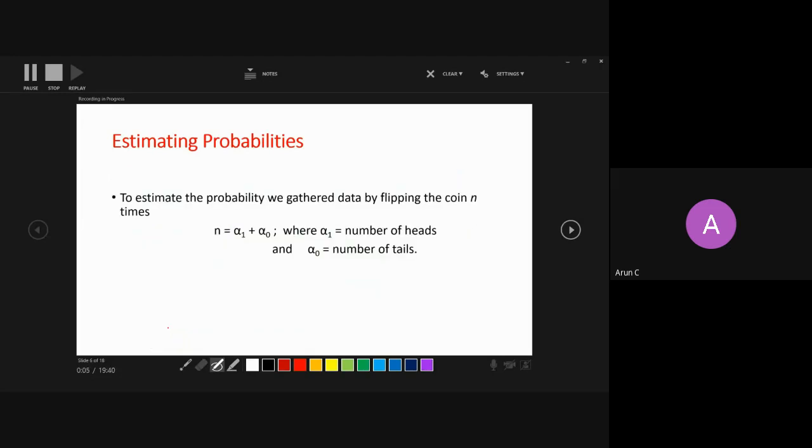maximum a posteriori, right? The total number of tosses is n, where alpha 1 is the number of times I get a head, and alpha 0 is the number of times I get a tail, right? So the number of heads plus the number of tails is the total number of trials, right? This is n. I hope that this is very easy to understand.